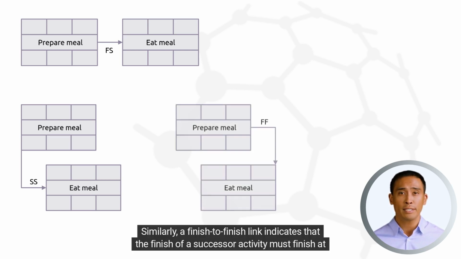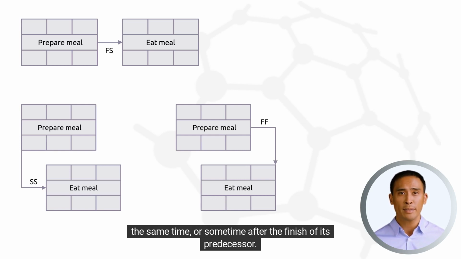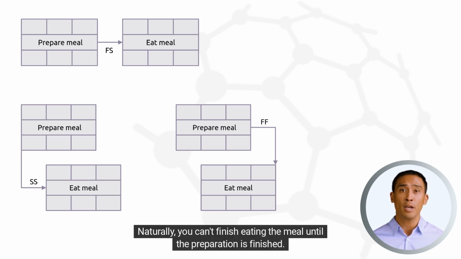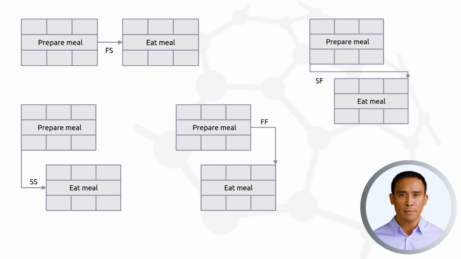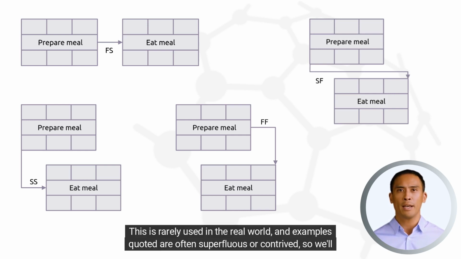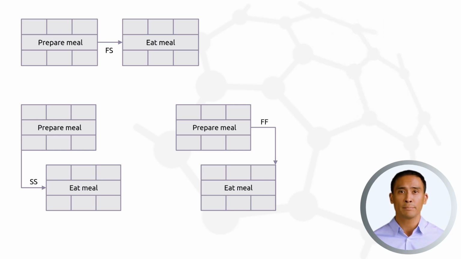Similarly, a finish-to-finish link indicates that a successor activity must finish at the same time, or sometime after the finish of its predecessor. Naturally, you can't finish eating the meal until the preparation is finished. For completeness, we should also recognize the concept of a start-to-finish link. This is rarely used in the real world, and examples quoted are often superfluous or contrived, so we'll leave that out of the discussion for now.